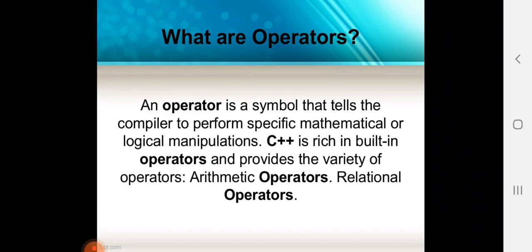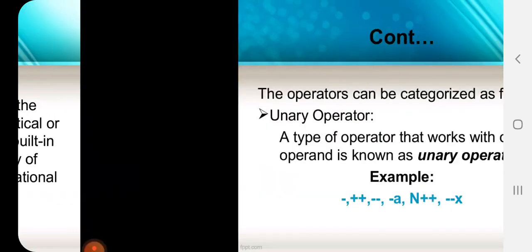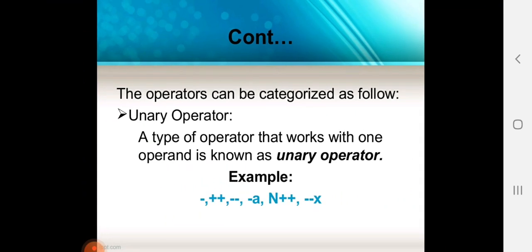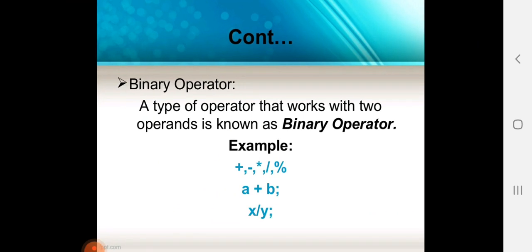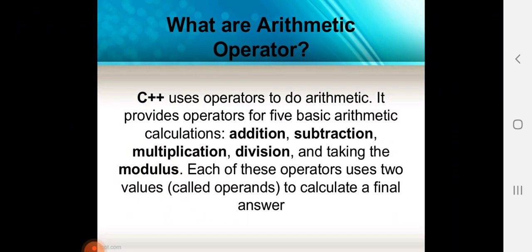And what is meant by operator? Operator means it is a symbol which is used to perform arithmetical and logical manipulations. So operators can be categorized into unary operator. Unary operator means that it works with one operand. Operand means it's like a variable. And then binary operator, it just works with two operands, that is known as binary operator. For example, a and b. Here a and b are operands like variables.